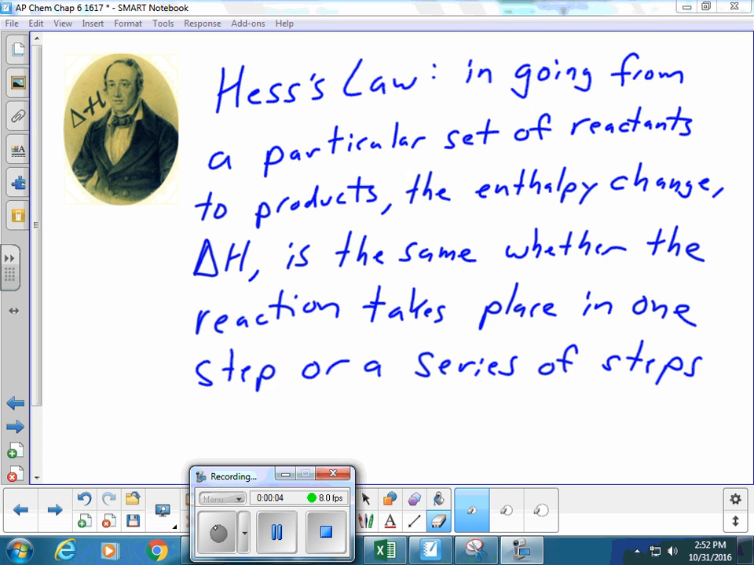Today we're going to take a look at Hess's law. Hess's law says that in going from a particular set of reactants to products, the enthalpy change, delta H, is the same whether the reaction takes place in one step or a series of steps.